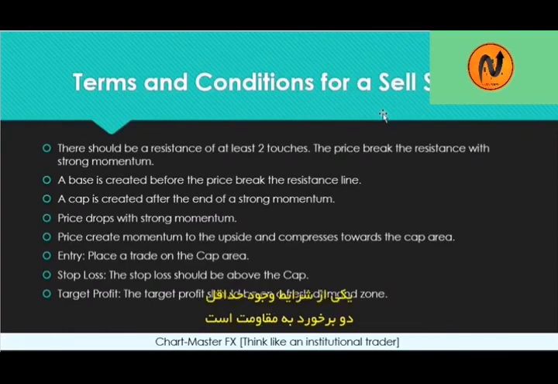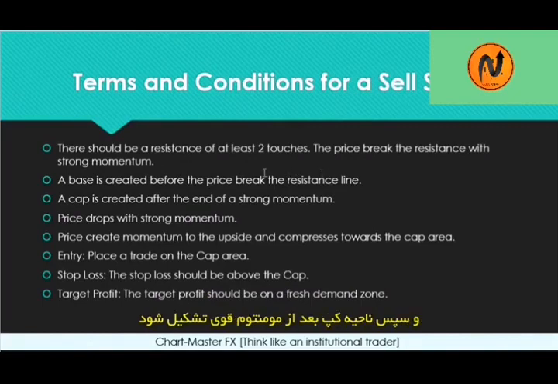One of the conditions is that there should be a resistance of at least 2 touches. I've emphasized that one. The price breaks the resistance with strong momentum, and a base is created before the price breaks the resistance line. Then the cap is created after the end of a strong momentum. Price drops with strong momentum. Price creates momentum to the upside and compresses towards the cap area.